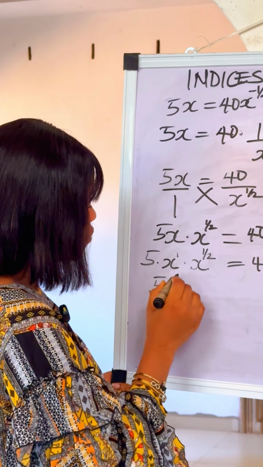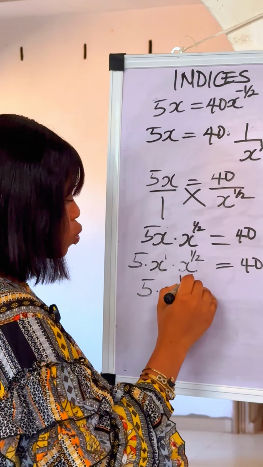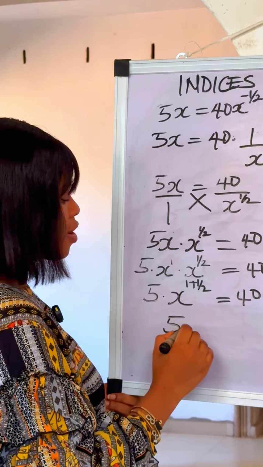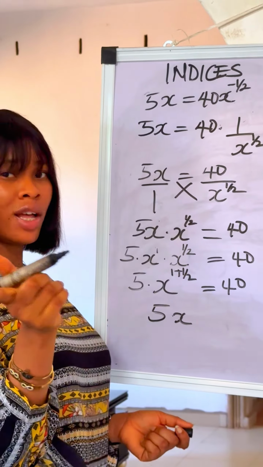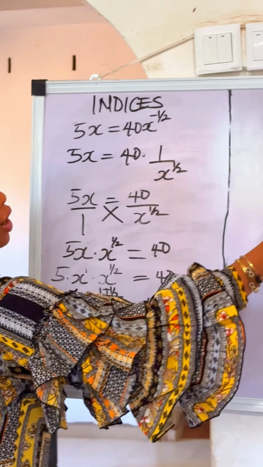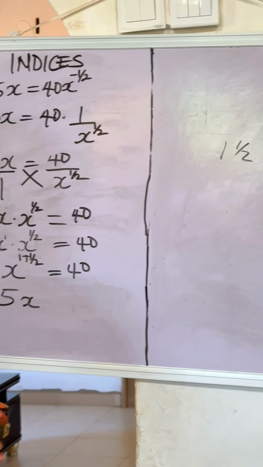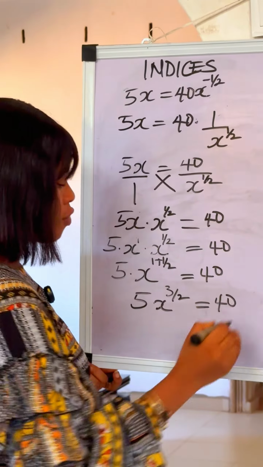So we have 5x raised to the power of 1 plus 1 over 2 equals 40. So this gives 5x raised to the power of 1 plus 1 over 2. That's like 1.5. And remember, 1.5 is what? 3 over 2. The same thing as 3 over 2. We have 5x raised to the power of 3 over 2 equals 40.